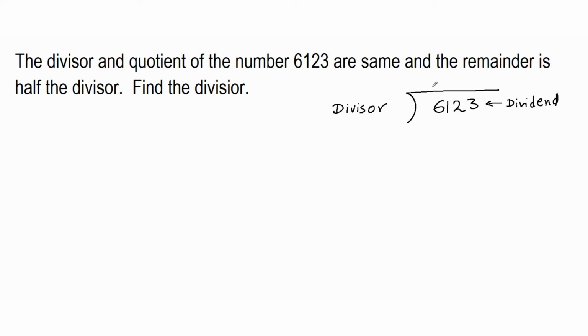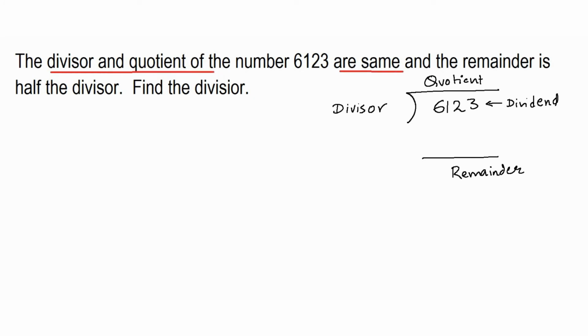Now when you divide 6123 by the divisor, you get the quotient, right? And of course subtraction gives you the remainder. Now let's see what is given. It's given that the divisor and quotient are the same.